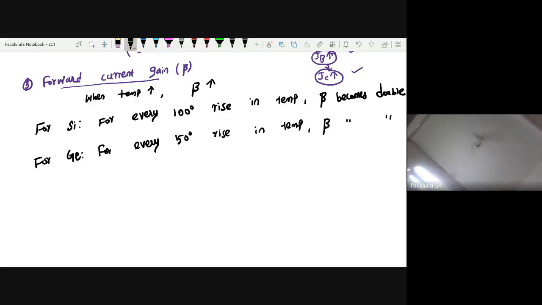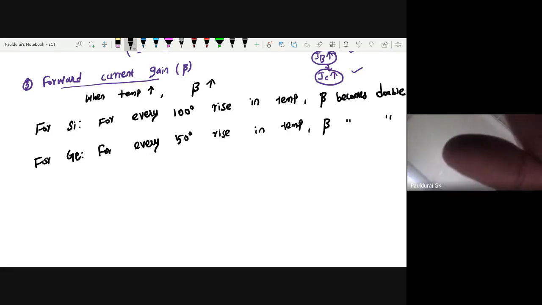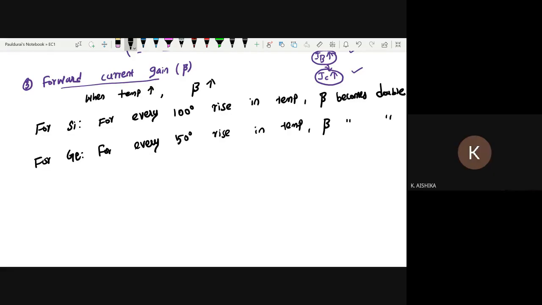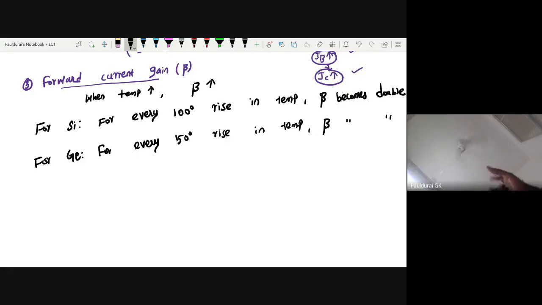Beta is the current gain. If current gain increases, is it an advantage or disadvantage? Anyone? If beta increases, is it an advantage or disadvantage? If current gain increases, it is an advantage, isn't it? Guys, are you with me? Will two people volunteer? Yes, thank you. If beta increases, current gain increases. Is that an advantage or disadvantage? Any guess at least?